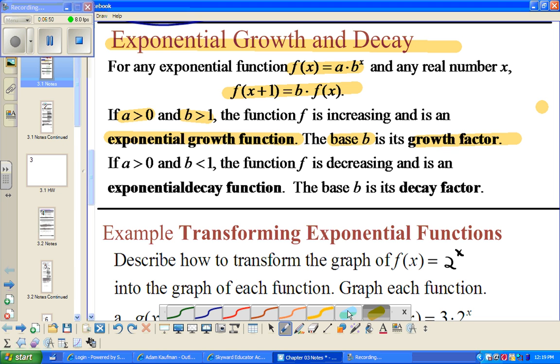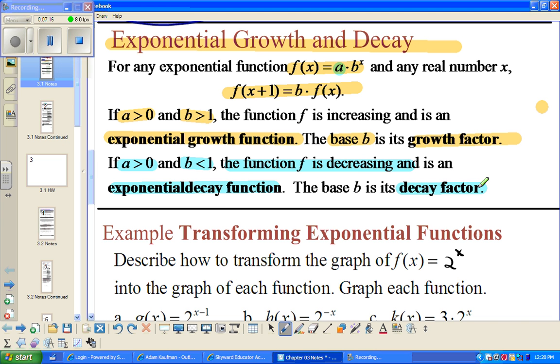If a is greater than 0 again, but b is less than 1, the function is decreasing. And it's called an exponential decay function. There should be a space right there. So when you're writing your notes, you're going to put a space there, in case you didn't know. And we call that base the decay factor.